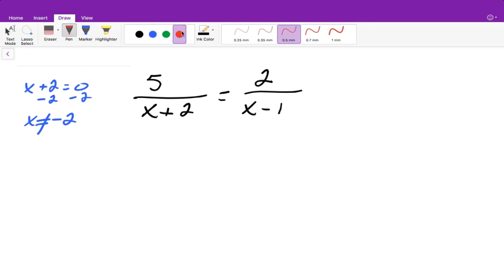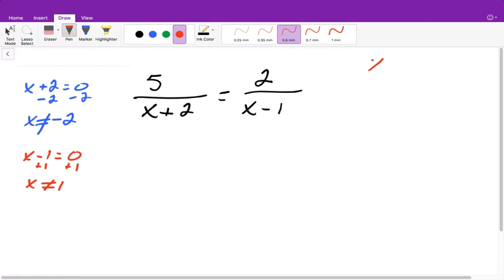And then we can set the other one equal to 0. x minus 1 is equal to 0. We want to know what value would make this equal to 0, so we solve for x. That means if x is equal to 1, it would make this denominator 0. So x cannot equal 1. Right? So our restrictions are that x cannot equal -2 or 1.